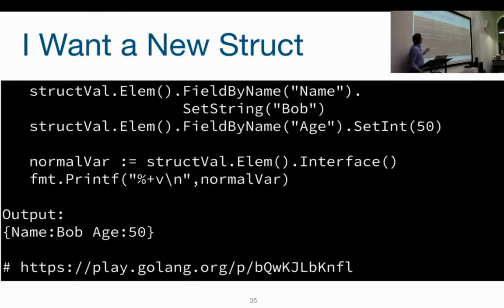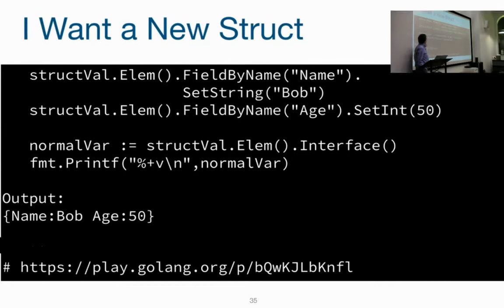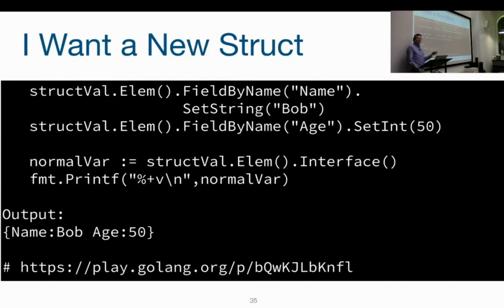And now we can set the fields using reflect values. We can say FieldByName name, SetString Bob, and FieldByName age, set its value to 50. And on structVal, we call Interface, which turns back a normal variable. This is of type empty interface. You can now print it out, and remember, behind the scenes, all the fmt functions use reflection to actually read the values back out again, so it all works, and you can get the output of name Bob and age 50. And you can try this out again, it's up on the Go playground. Take a look.